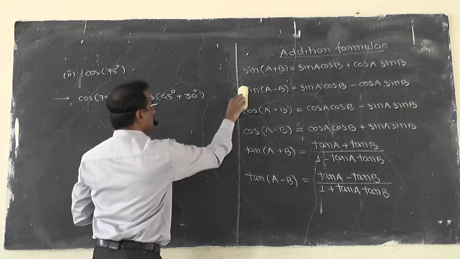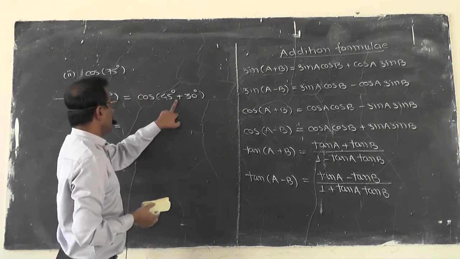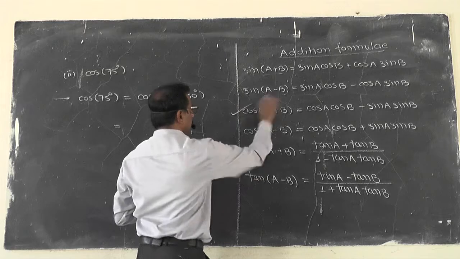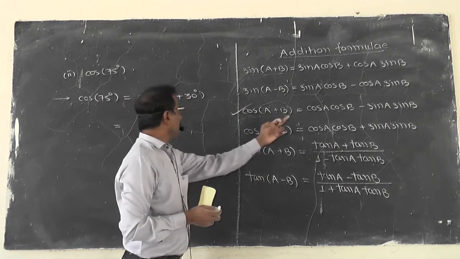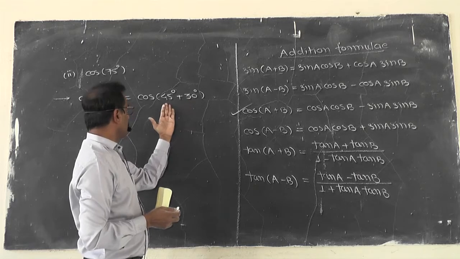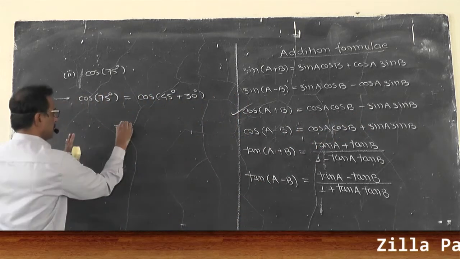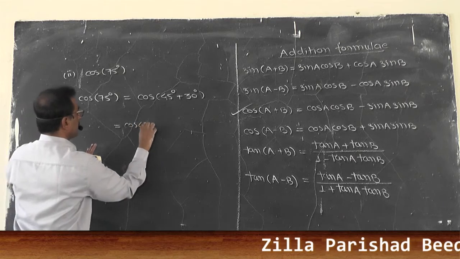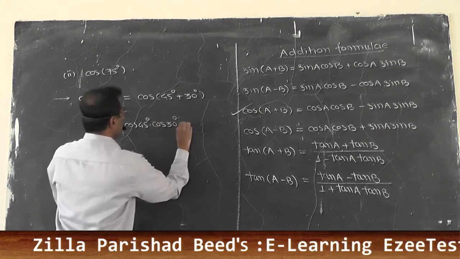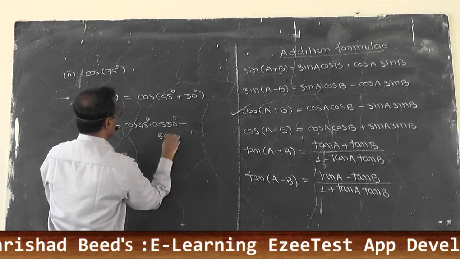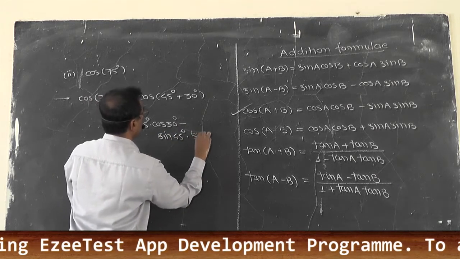So out of these six formulae, which formula is applicable here? Cos of A plus B, I think this formula is applicable. Instead of A, here it is written 45, instead of B, here it is written 30 degree. So which formula do we continue with? Cos A cos B minus sin A sin B. So what is the replacement here? Cos A means cos 45 degree into cos B means cos 30 degree, minus sin 45 degree into sin 30 degree.